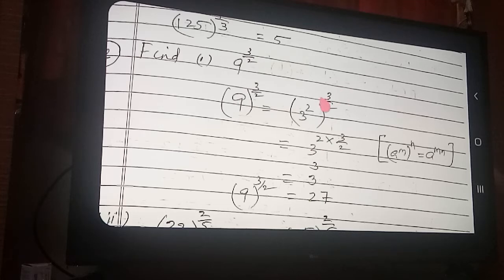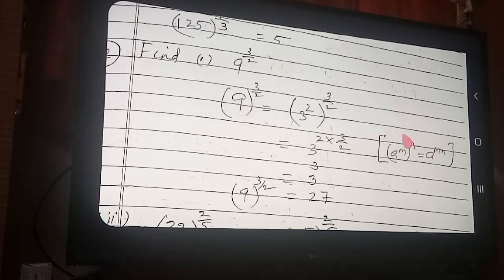Now here you see, one power here, one power here. Power of power is coming, so these powers you multiply together. 3 raised to 2 into 3 by 2. So, here 2 in the numerator, 2 in the denominator. This 2 will cancel. So, what is remaining there? 3. So, 3 raised to 3. How much is 3 raised to 3? 27. 9 raised to 3 by 2 is equal to 27.